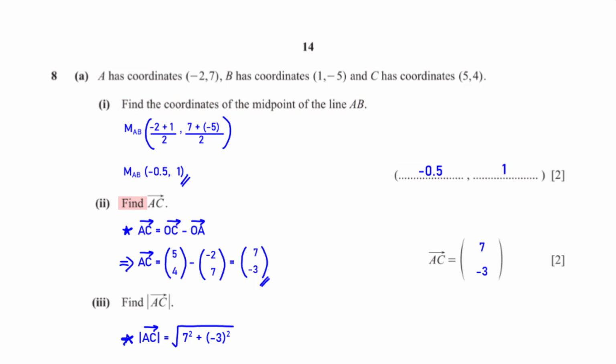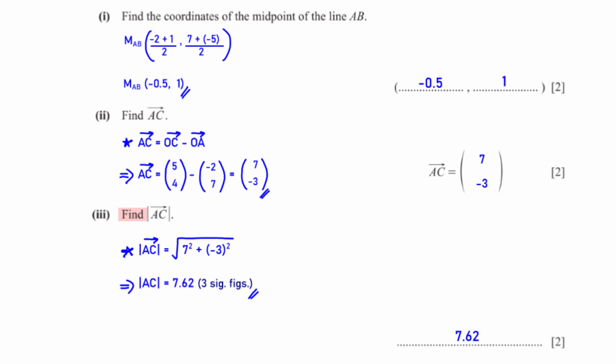Find vector AC. AC is equal to OC minus OA. OC is (5, 4) and OA is (-2, 7). To get the resultant vector, we subtract corresponding elements in the two vectors. So 5 minus negative 2 is 7 and 4 minus 7 is negative 3. So we have (7, -3).